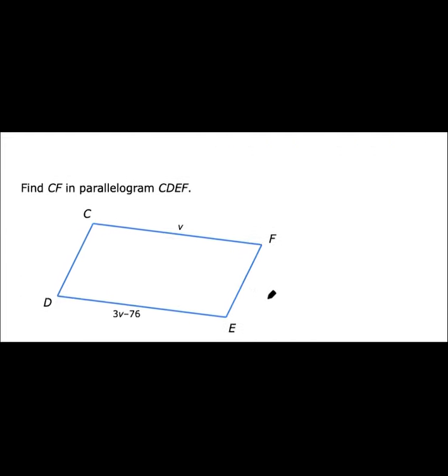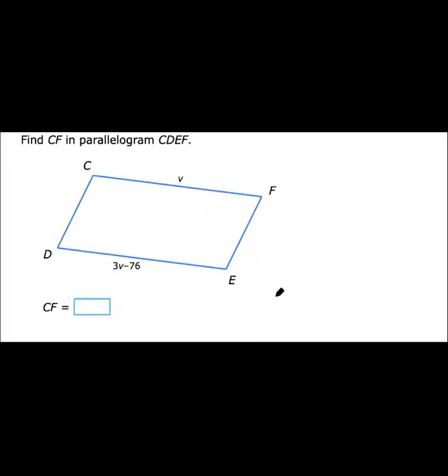Okay. Find CF in parallelogram CDEF. Okay, so CF is going to be the top one right here, which is V, which is our variable. And we know that CF is going to be congruent and equal to DE. So those sides are going to be equal lengths. Okay, so that means I can make them equal to each other. So V is going to be equal to 3V minus 76. So I can subtract V from both sides.